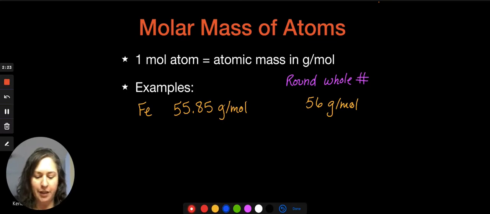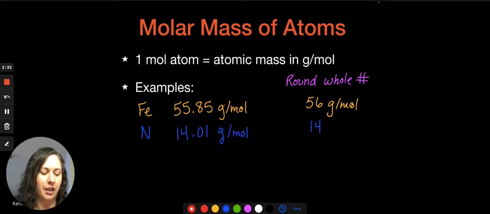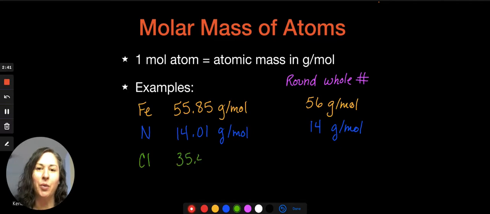Let's take another example. Nitrogen on the periodic table is 14.01 grams per mole, so of course, I just round that to 14 grams per mole. The one that's a little trickier for me is chlorine, which is actually 35.45 grams per mole. I like to round this to 35.5 personally, but to keep things consistent with rounding to the whole number, this would be 35 grams per mole.